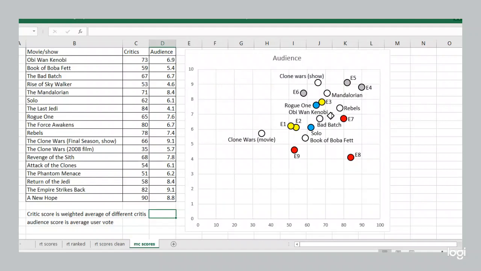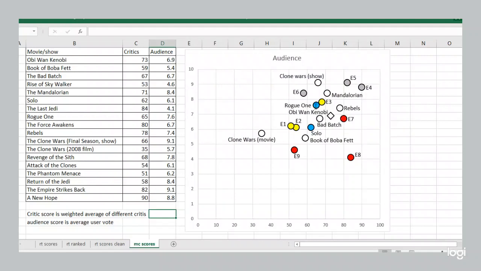Again, audience put it in the high 60s, critics in the low 70s, so it was okay, not that great. Same result as the Rotten Tomato scores. And then Rebels, audience and critics thought it was pretty good, not amazing, but pretty good.